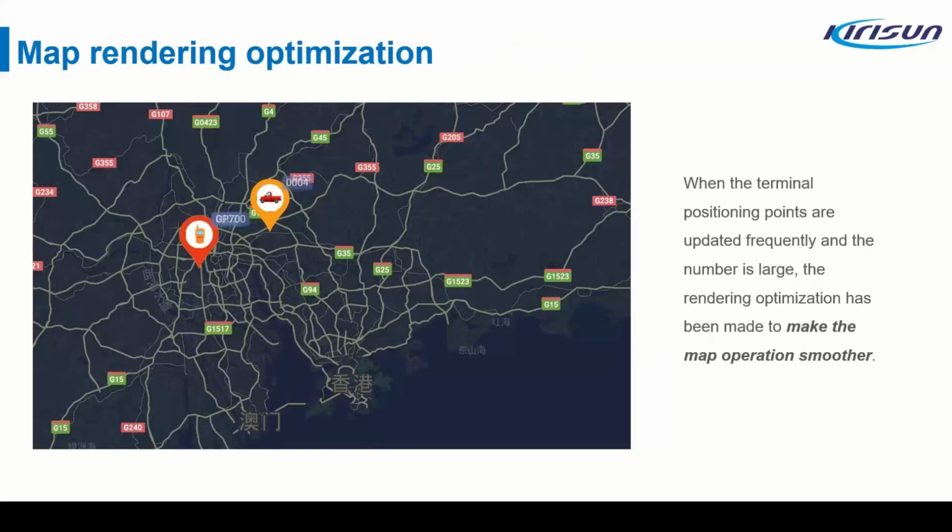Lastly, we optimized the map rendering to improve the speed of positioning point updates. It will improve the map dispatching efficiency. The above presents all the features of the dispatcher console. It is based on enhancing customer experience, increasing customer satisfaction, and reducing the communication cost between agents and end customers.